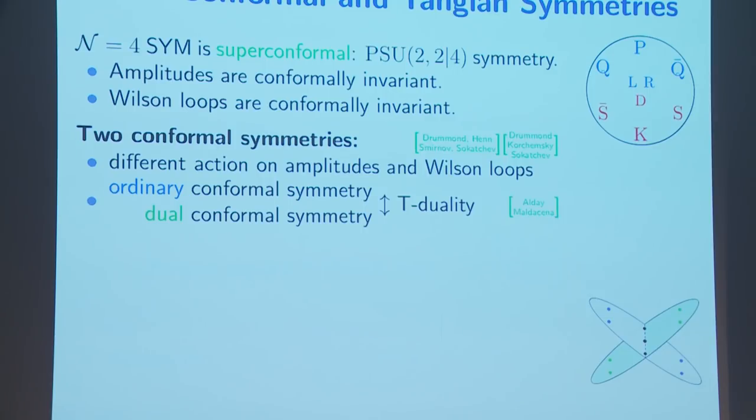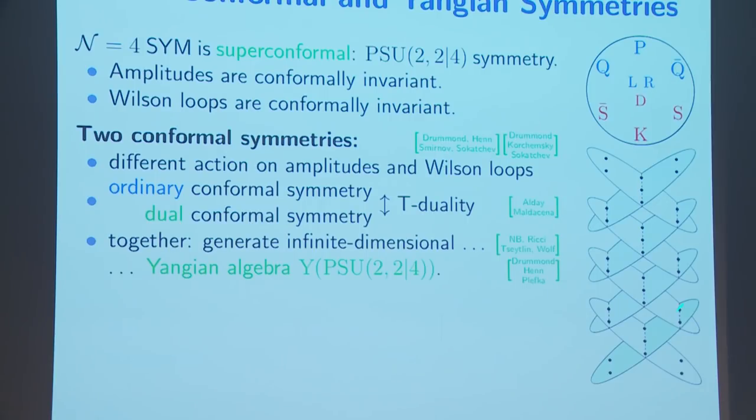And when you are in this situation, you can do commutators of these symmetries. You can mix the two symmetries and generate new symmetries. And when you go on, you find more and more new symmetries, and you get a whole tower of new symmetry generators. And that is what is known as the Yangian algebra. So in this sense, this duality between scattering amplitudes and Wilson loops, or the T-duality, at the end of the day gives you an infinite-dimensional tower of new symmetries.